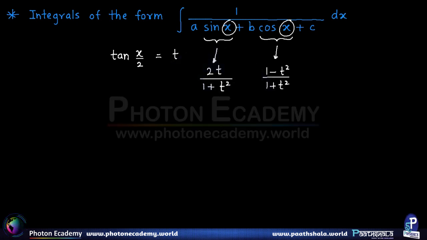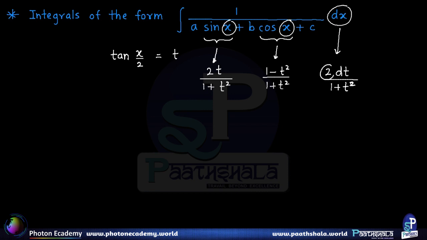The only difference in the term is in dx. So instead of dt upon 1 plus t square, it turns out to be 2 dt upon 1 plus t square. So we have to remember this particular change as compared to the previous format. That's the only difference. All the rest of the terms are exactly same. Now let us solve one question based on this type.